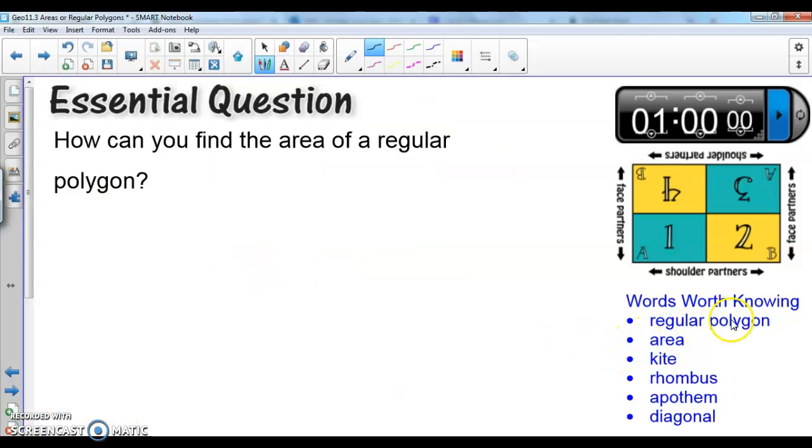So some words worth knowing in this lesson: regular polygon, area, kite, rhombus, apothem, and diagonal. So take note of the definitions or properties of these terms or phrases as you proceed with this lesson.